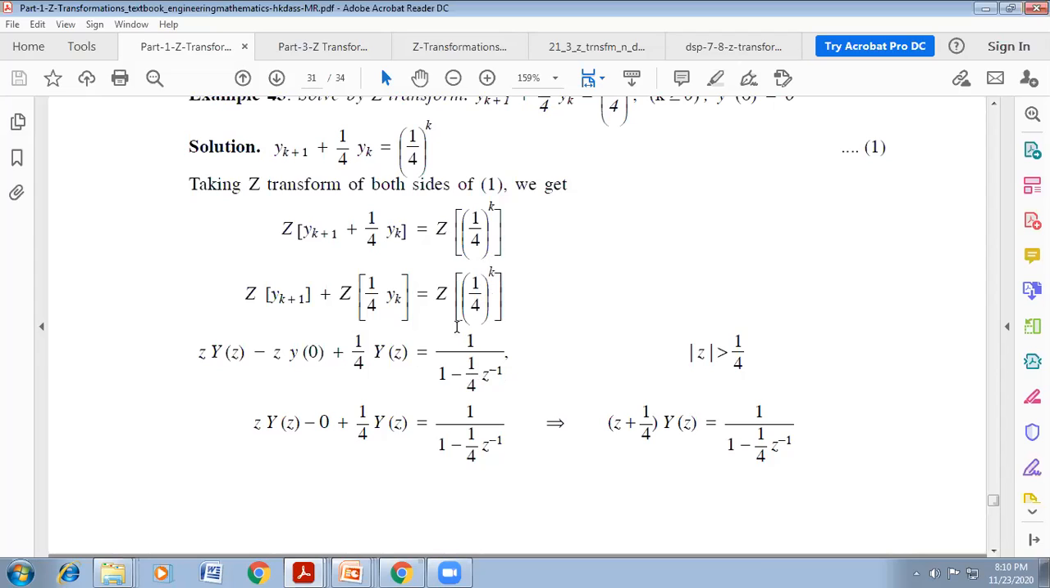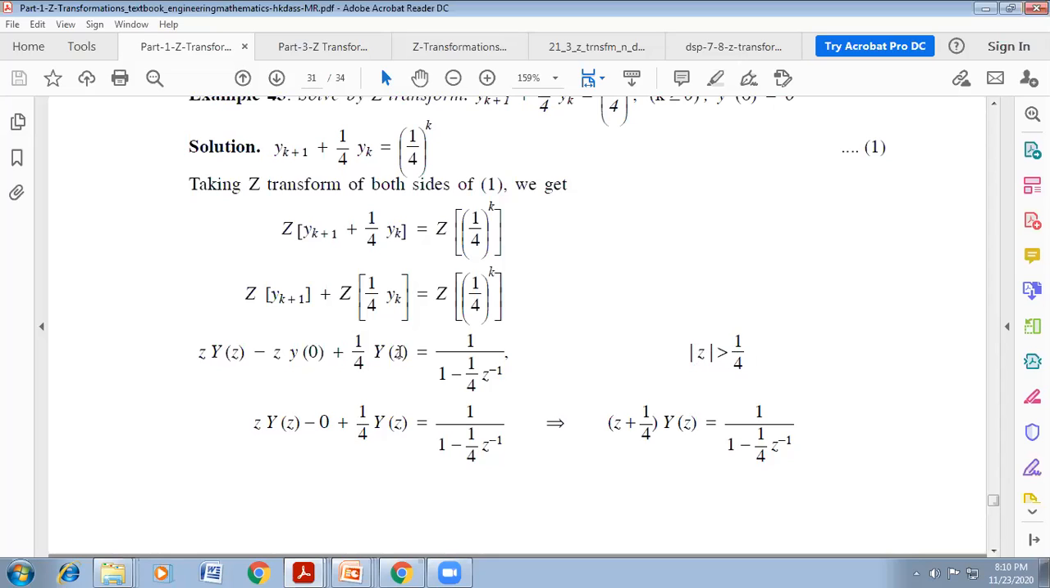Okay, so the Z transformation of this can be written as this, where the absolute value of z must be greater than 1/4. This is a circle in the complex plane, and the absolute value of z is x squared plus y squared greater than 1/4. That means the radius will be less than half.